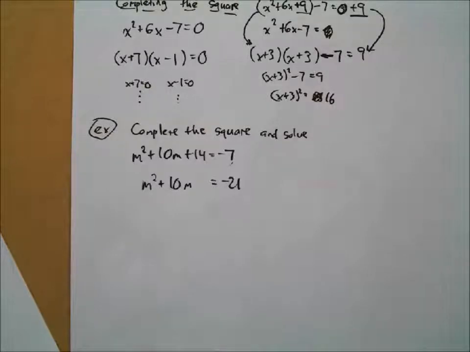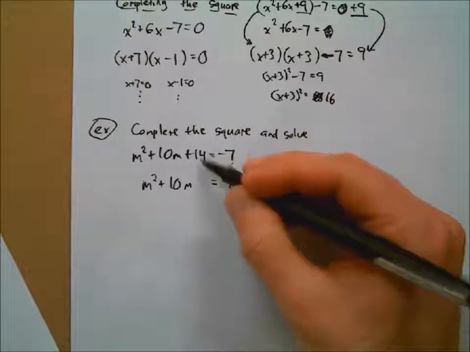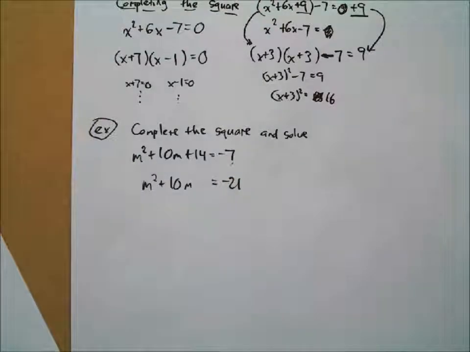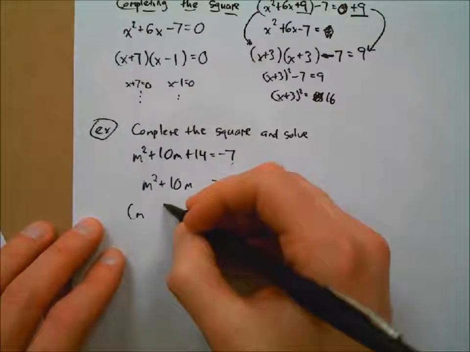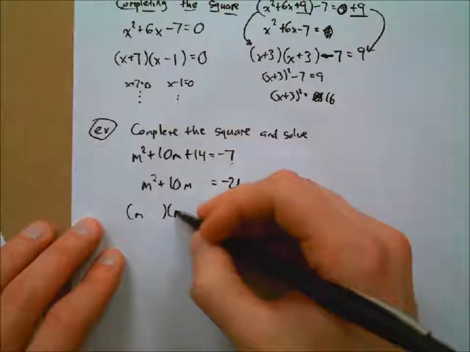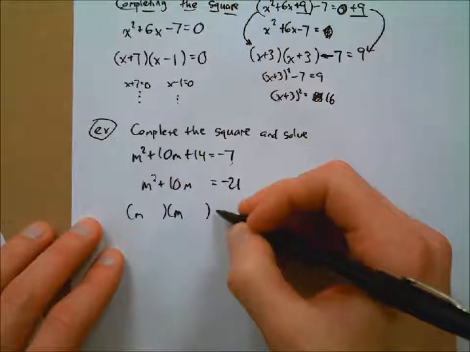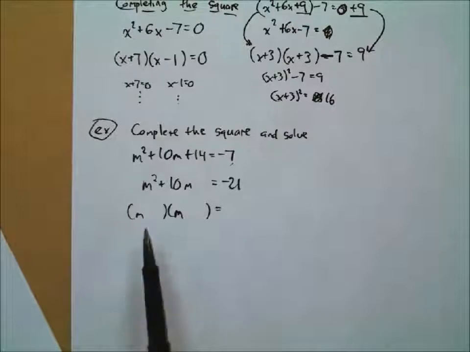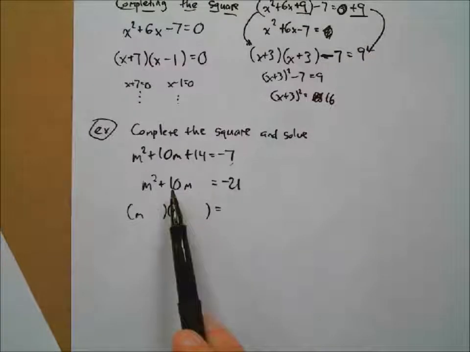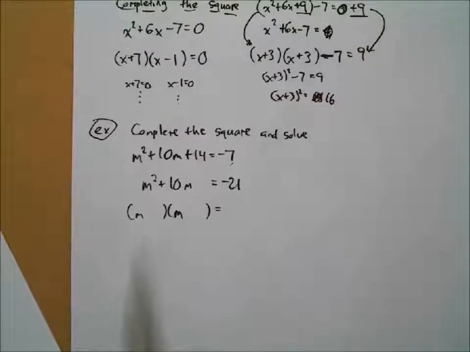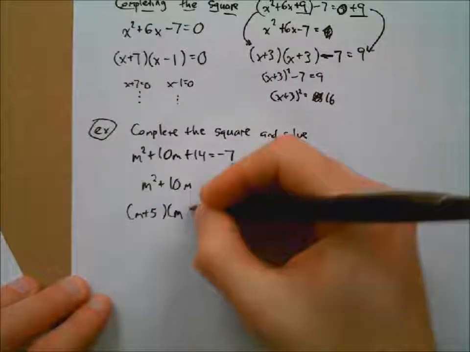So move any of your constants, like the 14 there, over. Just leave it m squared plus 10m equals negative 21. Again, we know we want this thing to factor, but we want it to be a perfect square. So we're going to have m and an m to make the m squared there. But again, we need two numbers here that add up to make 10, and we want these two numbers to be the same. So what two numbers are they going to have to be? 5 and 5, right? So plus 5, plus 5.